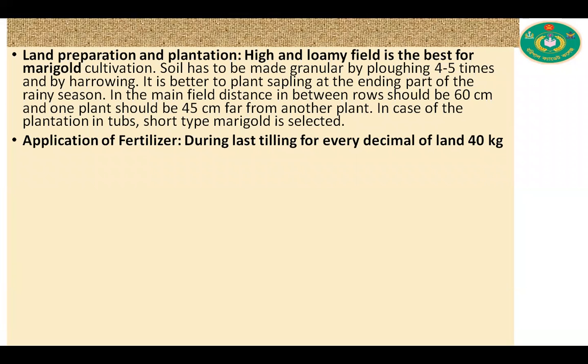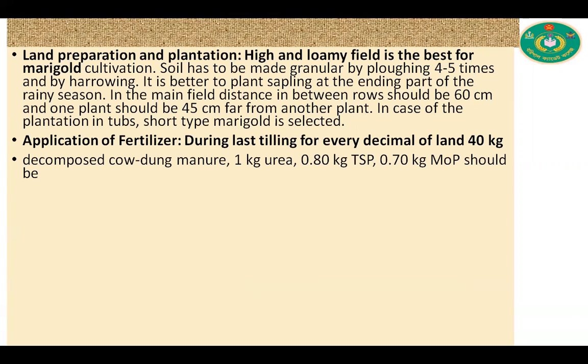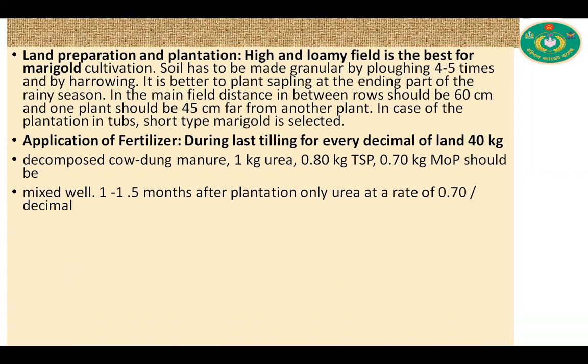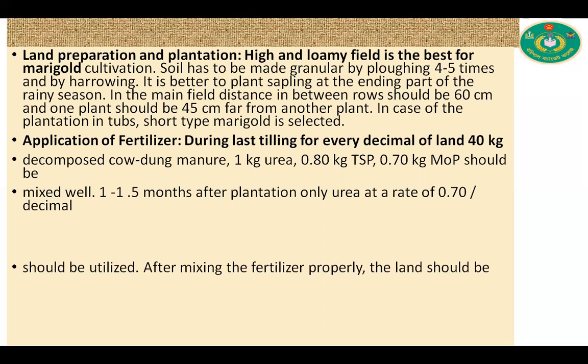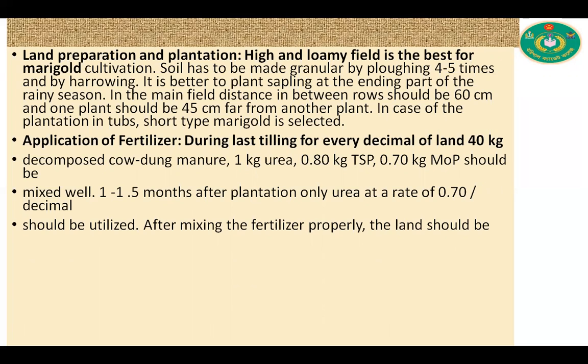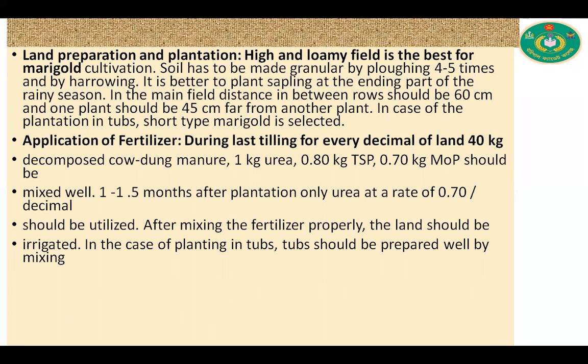Application of fertilizer. During last tilling, for every decimal of land, 40 kg decomposed cow dung manure, 1 kg urea, 0.80 kg TSP, 0.70 kg MOP should be applied. Half a month after plantation, only urea at a rate of 0.70 kg per decimal should be utilized. After mixing the fertilizer properly, the land should be irrigated.